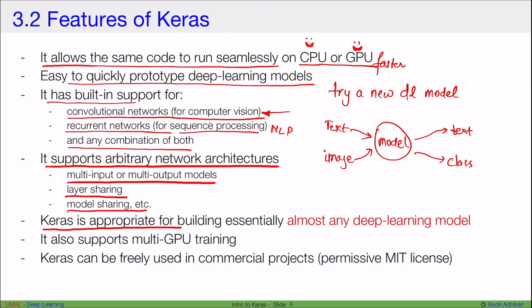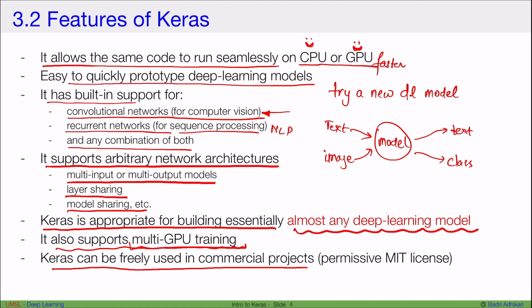Overall, Keras is appropriate for building essentially almost any deep learning model, and it's currently one of the top libraries to build deep learning models. The competitor, PyTorch, is also popular, but Keras I think is the most popular library. It also supports multi-GPU training. This is very interesting. Now that we are doing bigger and bigger trainings, having support for multi-GPU is very exciting. And Keras can be freely used in commercial projects because it has a permissive MIT license.